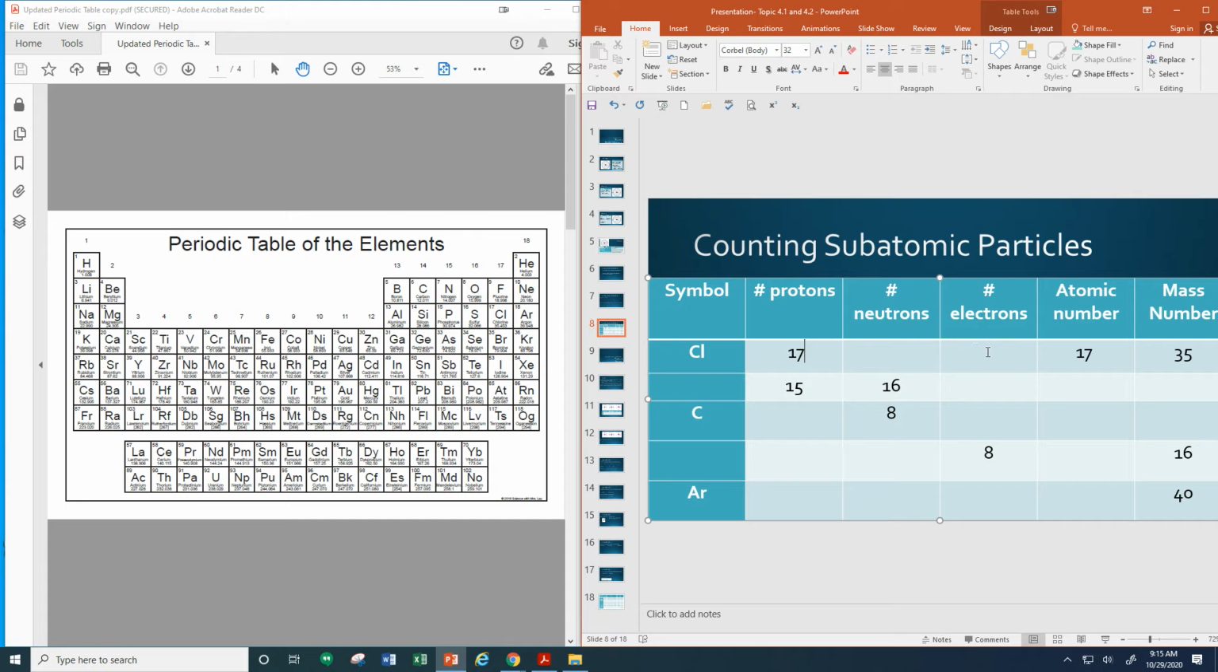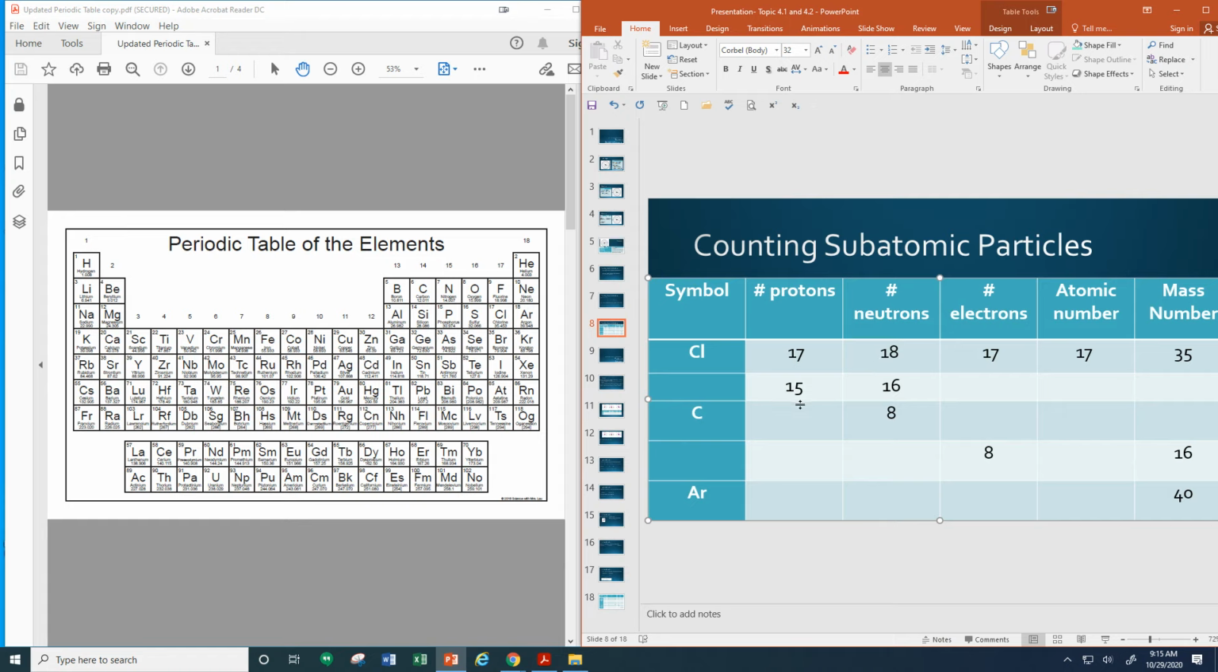And we're going to assume this is a neutral atom. So we're going to say it has 17 electrons. So then the last piece is how many neutrons does this particular chlorine have? You do that by taking mass number minus atomic number. So 35 minus that 17. And this is going to give you 18 neutrons.